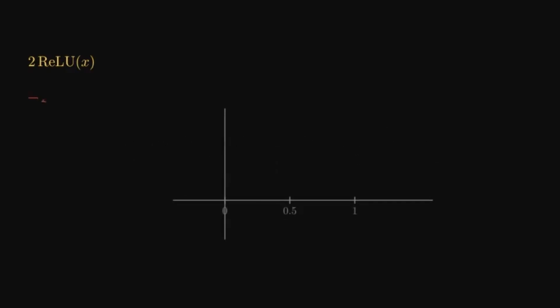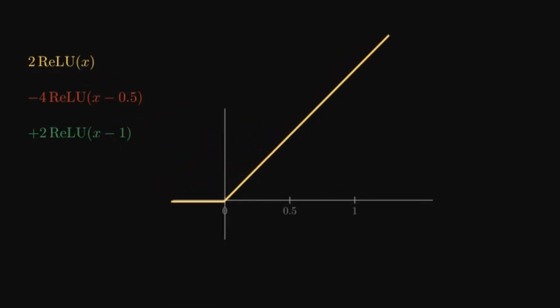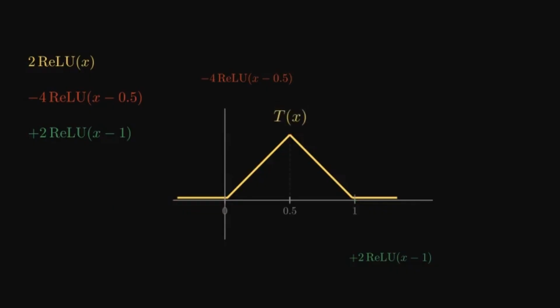Watch these 3 neurons. 2 times ReLU of x, minus 4 times ReLU of x minus a half, plus 2 times ReLU of x minus 1. Add them and you get a tent. Up on the left half, down on the right. 3 neurons, 2 pieces. That's worse than before.